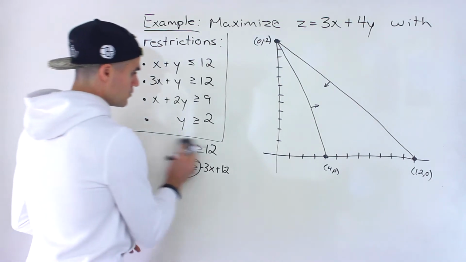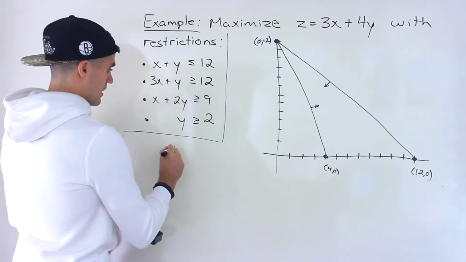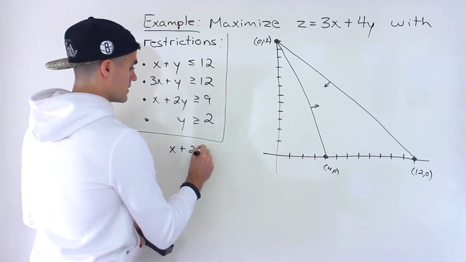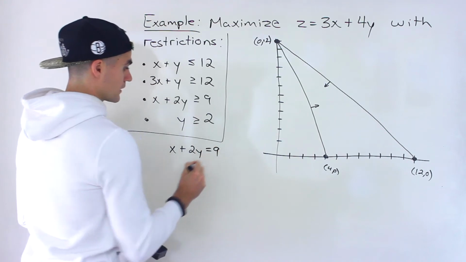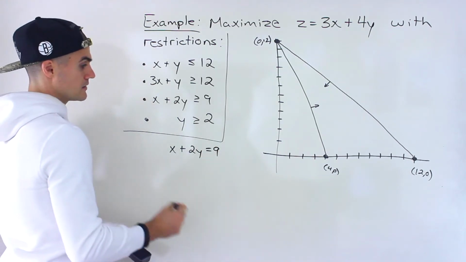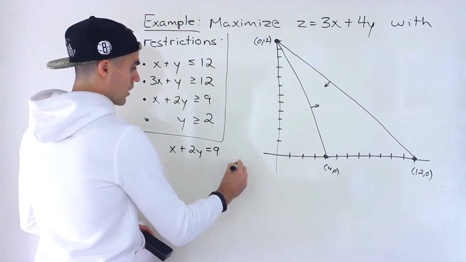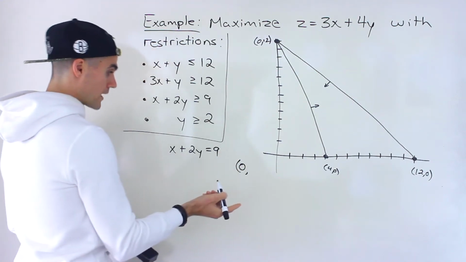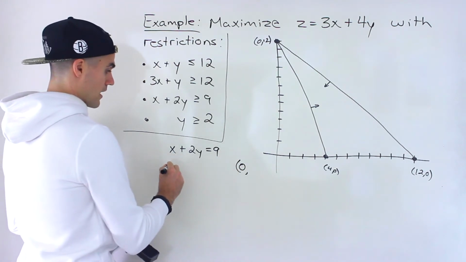So moving on to the next, we'll have x plus 2y is, let's just deal with the line first. x plus 2y is equal to 9. So notice that if we want the y-intercept, we plug in 0 for x.